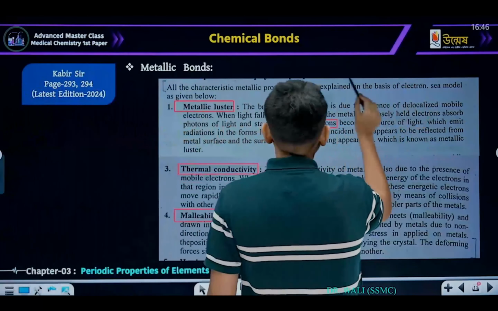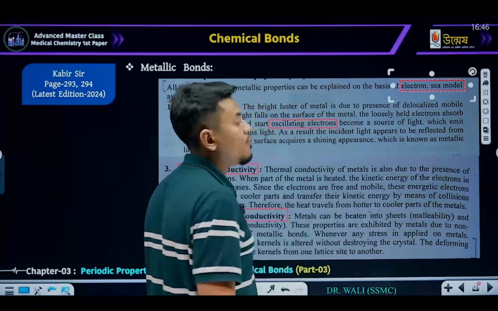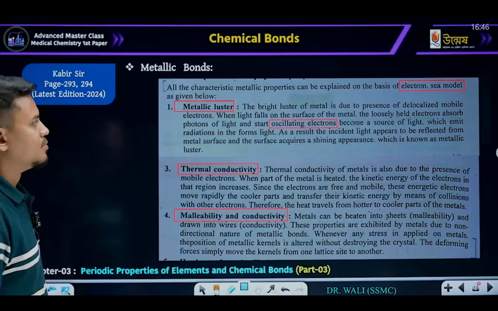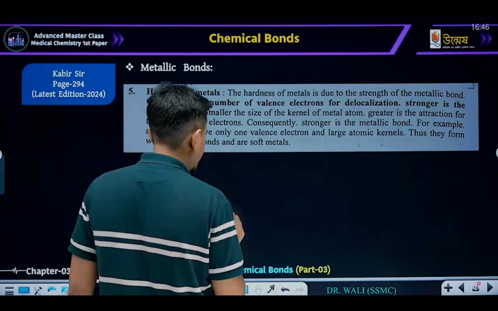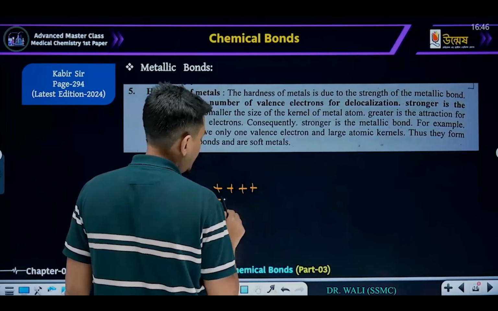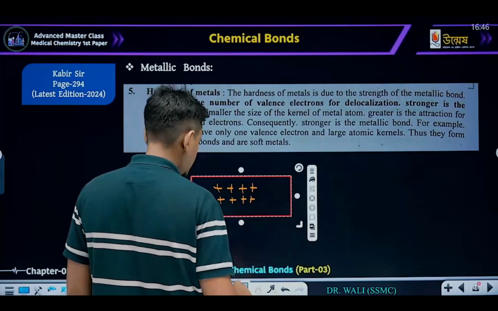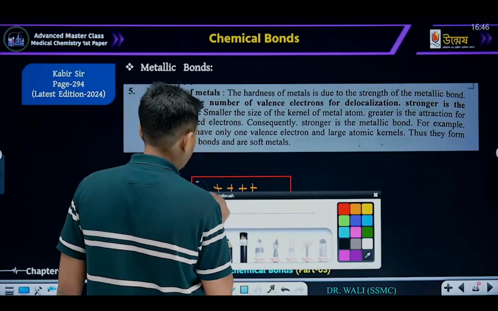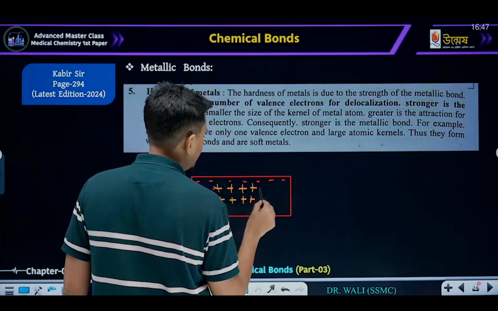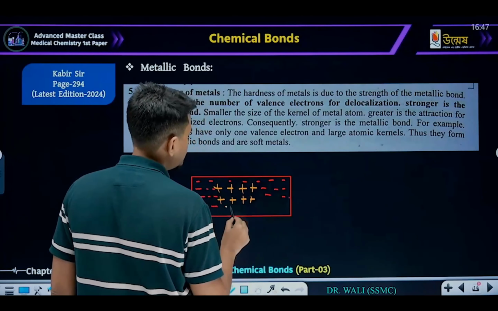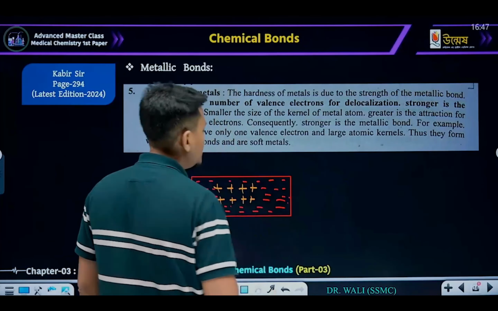And this is also important. Electron sea model is applicable for which bond? Electron sea model is applicable for metallic bond. Basically, the metal lattice looks like this. All the positive cations or nuclei are at the core, surrounded by the negative electrons. So it appears like this. Positive ions are immersed or submerged under the sea of electrons. This is what we know as the electron sea model.